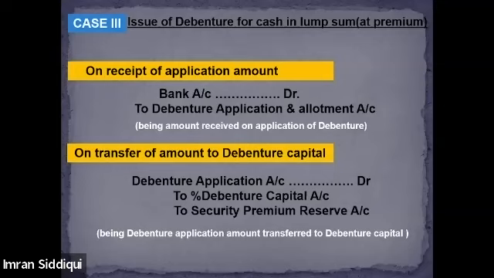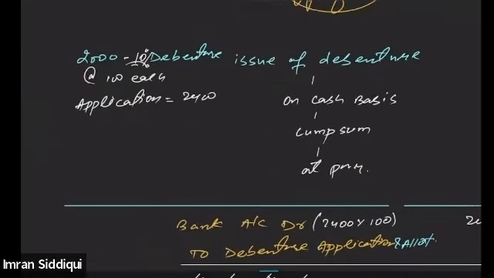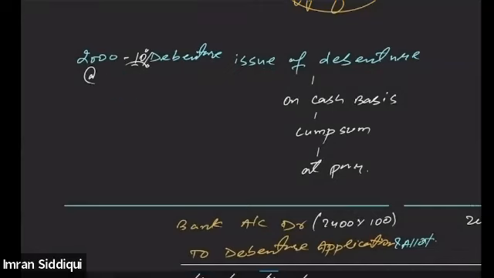I hope this is clear, everybody. Please confirm if it is clear or not. For example, 2000 debentures were issued having a face value of 100 rupees, but issued at 110. Okay. So if it is clear, please note this down on the screen.